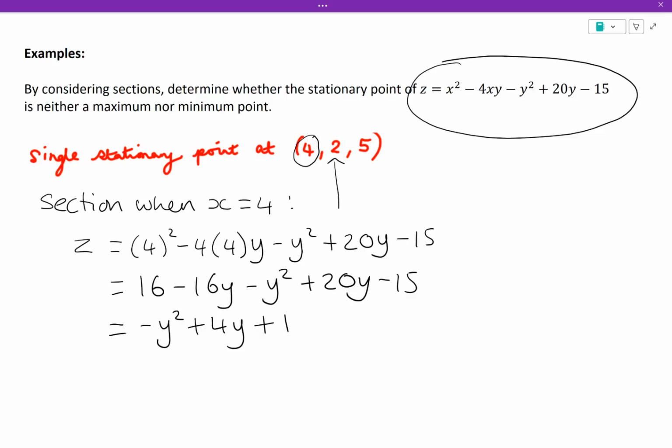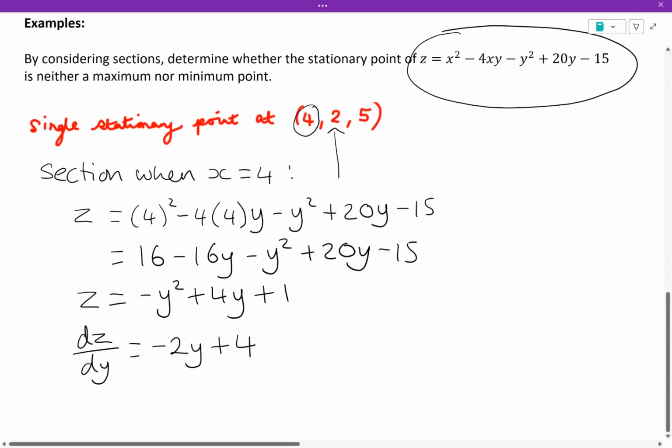So in order to do this, we're going to use the second derivative, which you should have learned in your single maths lessons. So we're first going to have to differentiate. So this is z is equal to negative y squared plus 4y plus 1. If we differentiate with respect to y, we would get negative 2y plus 4. We're not going to substitute our y coordinate into there, because if we sub it into there, we're going to get 0, because we know when y is 2, it should be a stationary point.